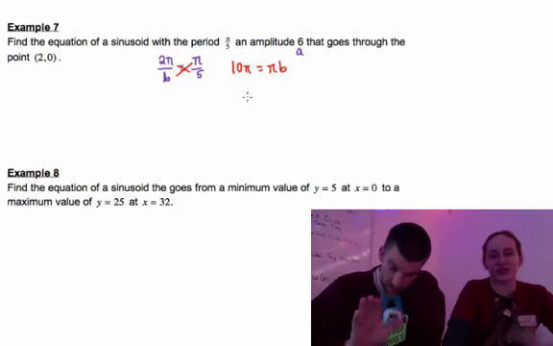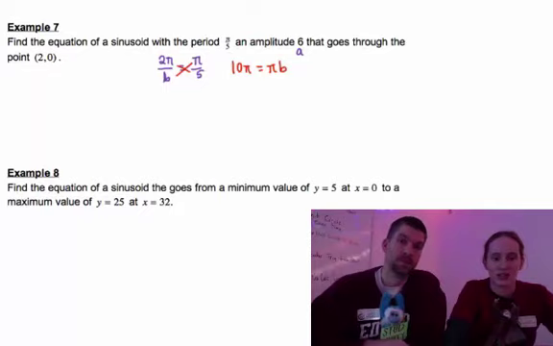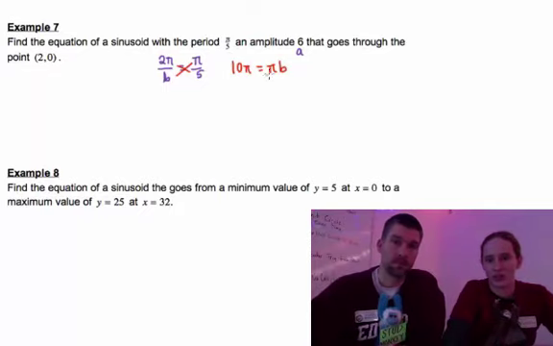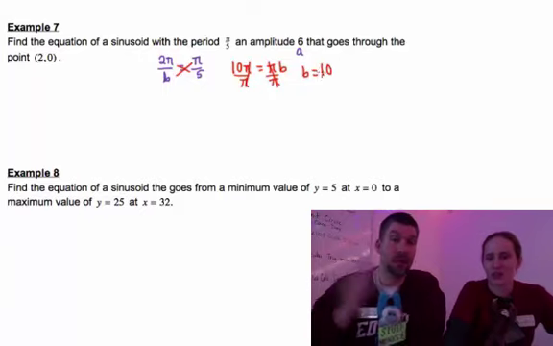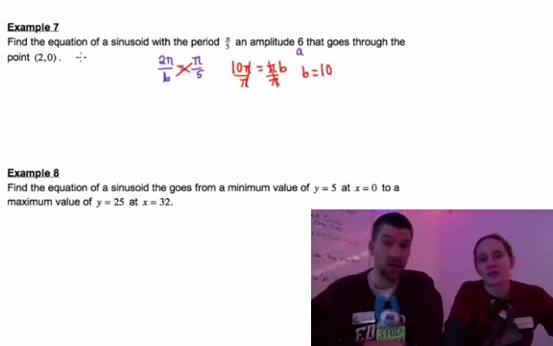We're trying to solve for something. We've got a fraction on both sides. So to get b by itself, let's divide pi on both sides. Divide by pi. B is 10. Okay, so that's another part. We've got A and B.